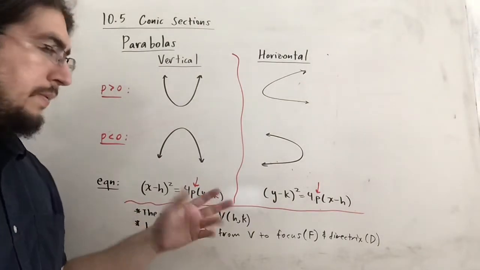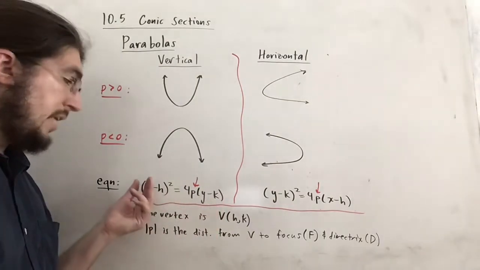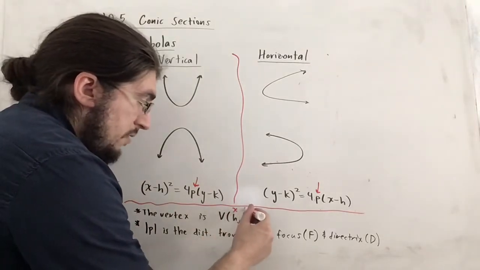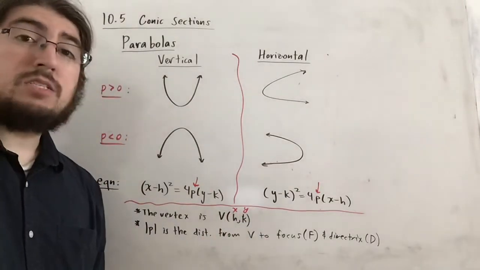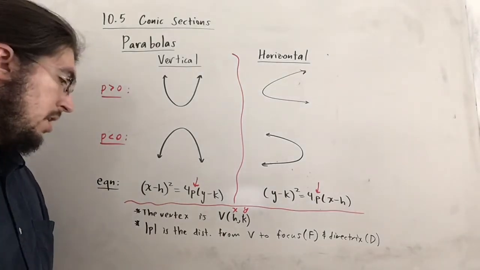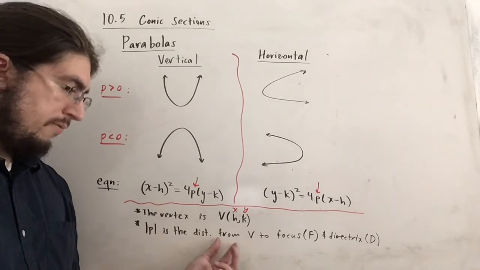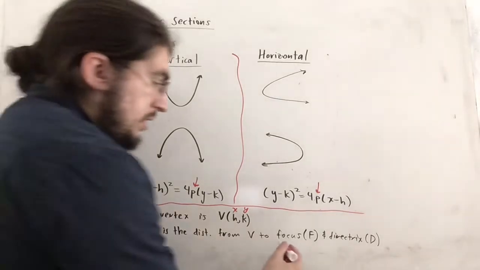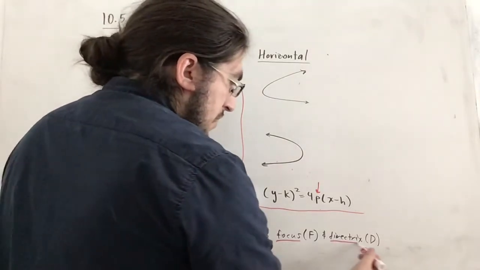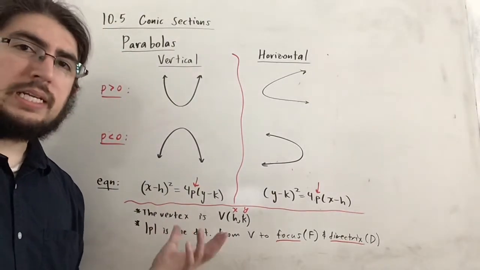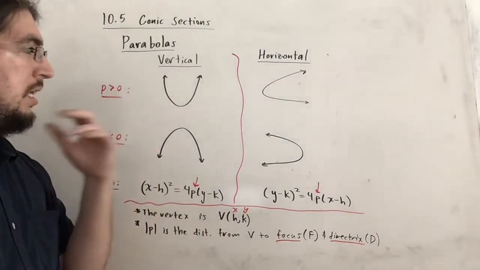So the vertex is labeled h, k, so no wonder why h goes with x and k goes with y, because h is the x value of the vertex V, and k is the y value of the vertex V. Also, the absolute value of p is the distance from the vertex V to what is called the focus, F, and the directrix, D, but in the opposite direction. So to understand what these things are, I'll have to use one of these.